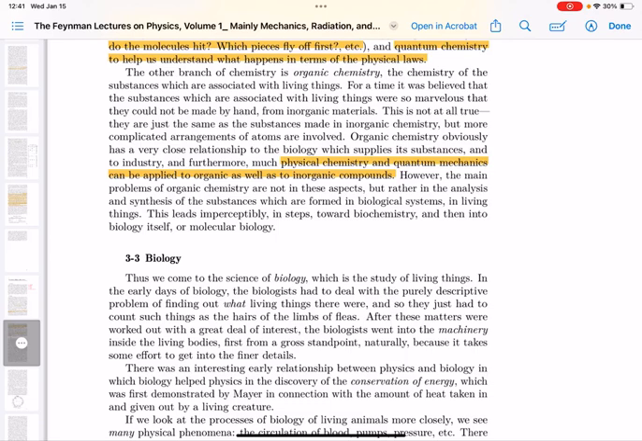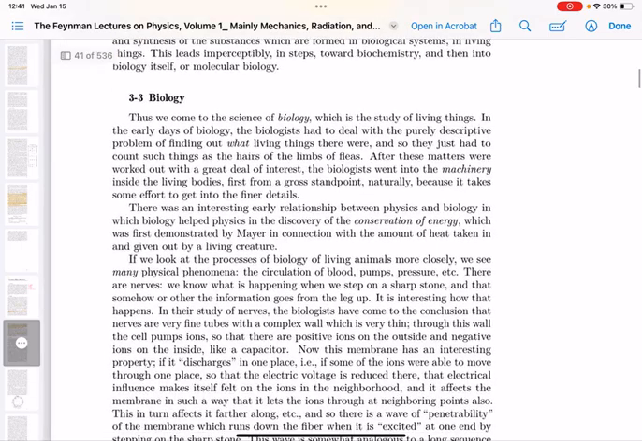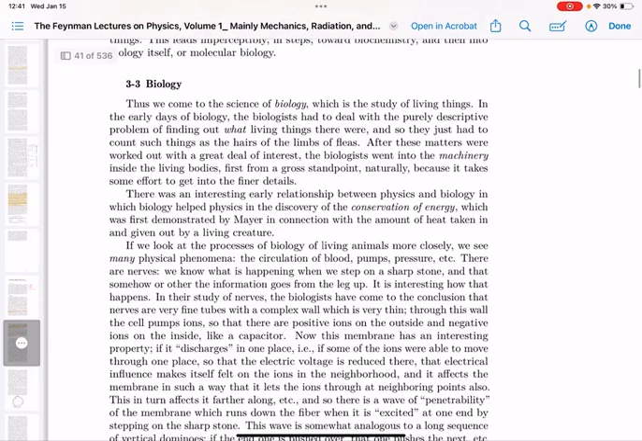However, the main problems of organic chemistry are not in these aspects, but rather in the analysis and synthesis of the substances which are formed in biological systems, in living things. This leads imperceptibly in steps toward biochemistry and then into biology itself or molecular biology.